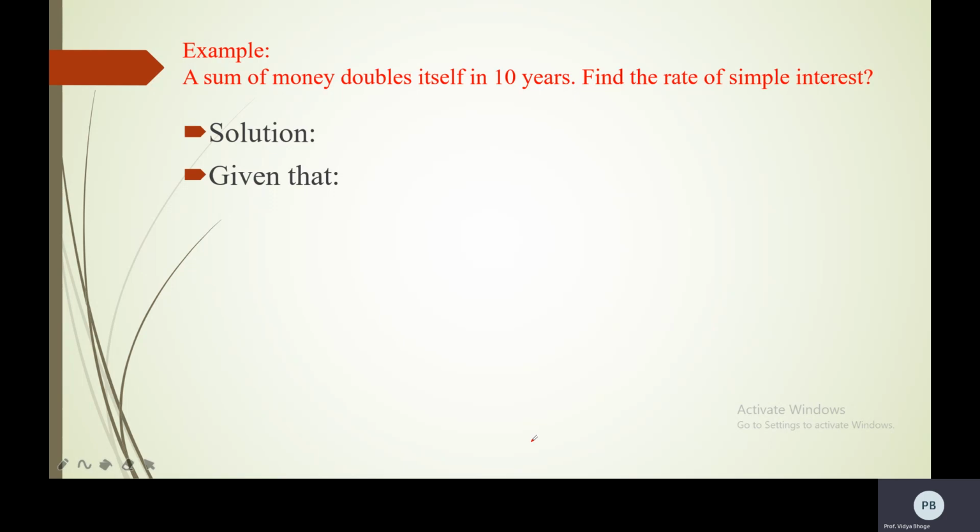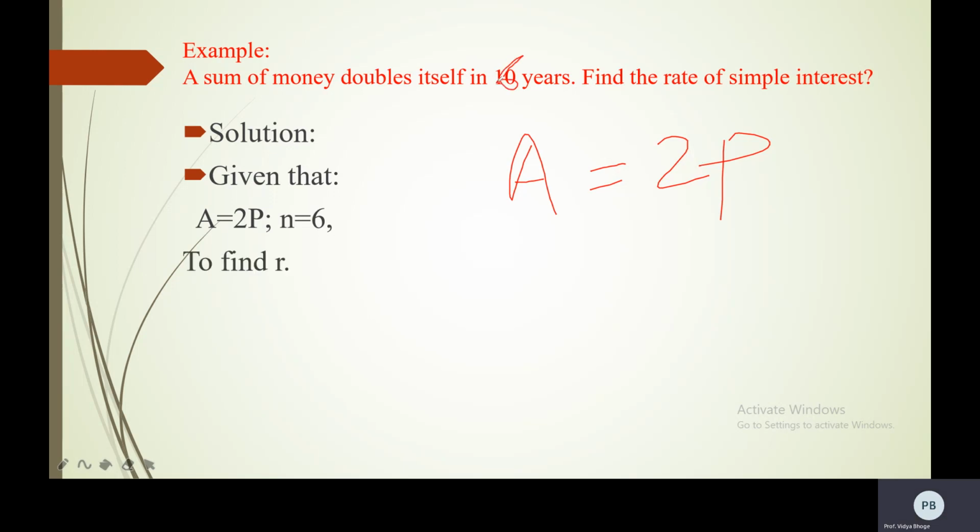A sum of money doubles itself in 10 years. Find the rate of interest. What is given here? A sum of money doubles itself, which means A is equal to 2P, the principal amount. The time is 10 years, then N is equal to 10.